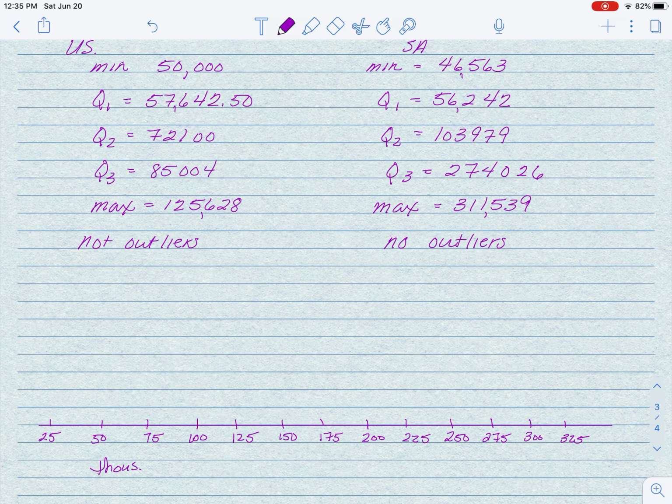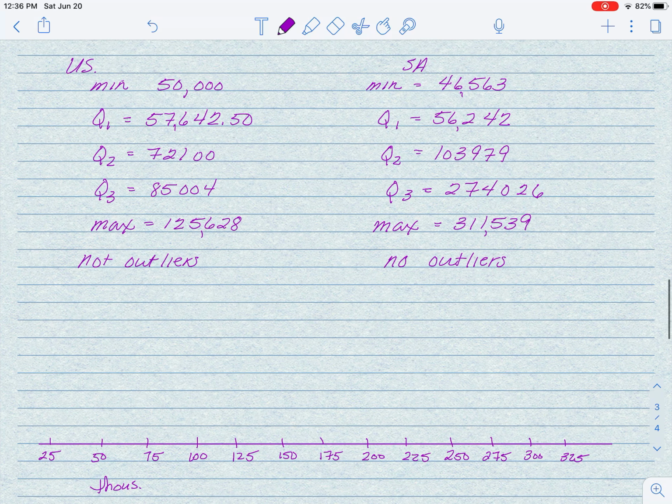Okay, now we're going to do each box and whisker for each category, for the US and for South America. So let's do the U.S. first. The minimum is at 50,000. Q1 is 57,642. So 57, let's see, that's 60, 57, someplace right in here. And I'm just doing estimates. Q3 is 85,000. So let's see, half of. So 85 is, what is that, 25? Half of 25 is 12 and a half. So it's got to be somewhere right in here.